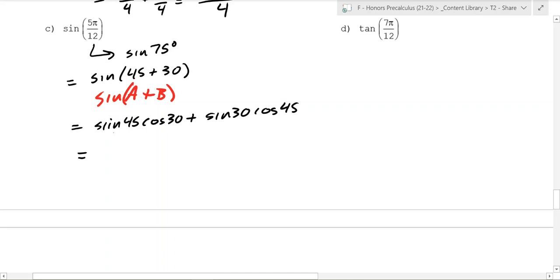That's a nice big sine there with two eyes. I'll just leave it there. It's kind of cool. So when you fill this in, you get these values. You know that sine of 45 is root 2 over 2. Cosine of 30 is root 3 over 2. Sine of 30 is 1/2. And cosine of 45 is root 2 over 2.